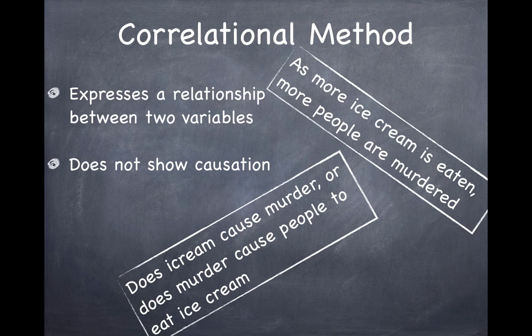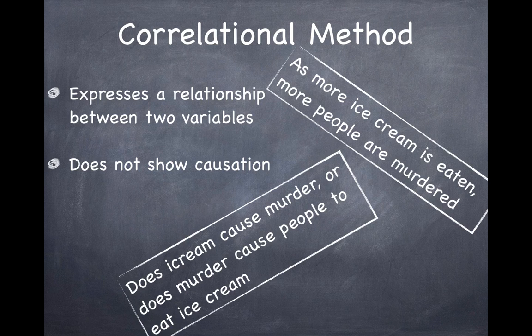Correlational describes the strength of relationship between two or more variables. In other words, it explains how likely it is that you'll find the two variables together. Student dropout rate and feelings of isolation are highly correlated. So when students feel isolated, there's a greater risk of dropping out, but it's not cause and effect. As in the example I have in the slide, as more ice cream is eaten, more people are murdered. Does ice cream cause murder? Or does murder cause people to eat ice cream? It's not cause and effect. It's about a relationship, and that's what correlational is.